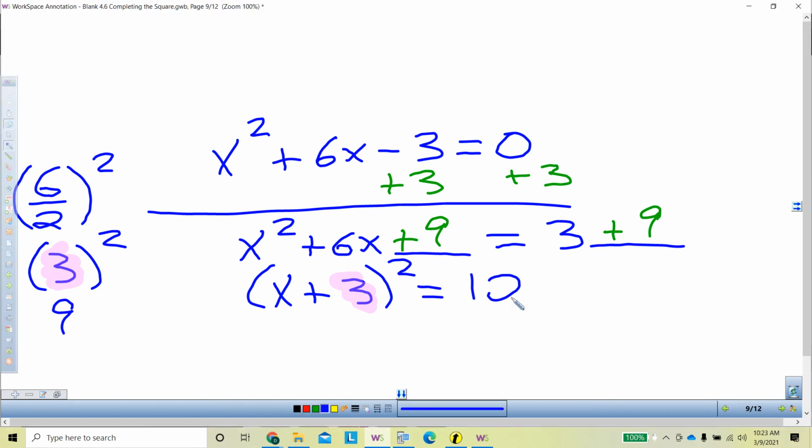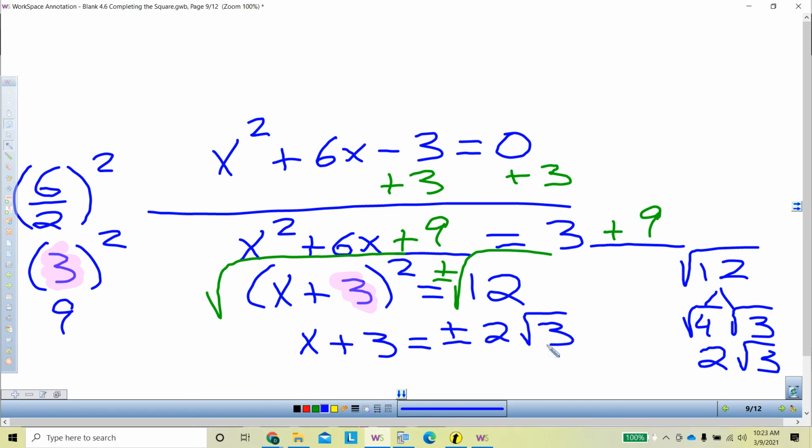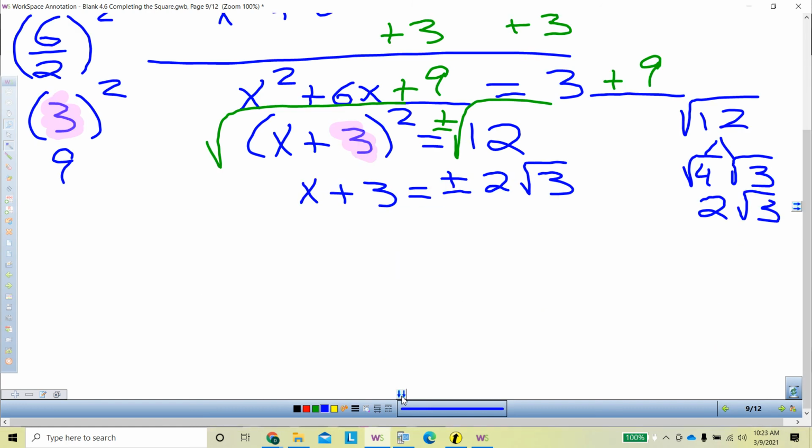3 plus 9 is 12. And we just take the square root of both sides. Don't forget the plus or minus. x plus 3 equals plus or minus the square root of 12. I'm going to break apart the square root of 12 right now, maybe off to the side. So 2 root 3. And then the last step, just subtract the 3 over. So let's say you didn't simplify the square root of 12 on this problem. I just take a half point off, that's all.